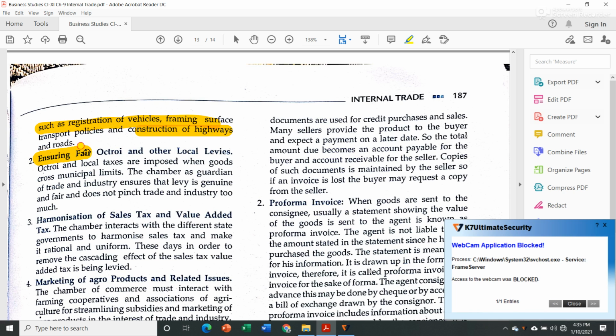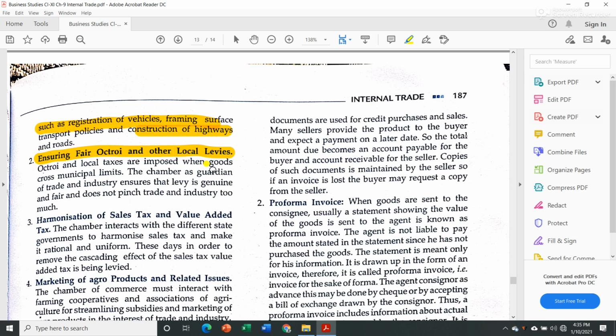Then next is ensuring fair octroi and other local levies. Means if you are running an interstate business, then there will be lots of octroi charges as well as local taxes from the municipality of the city. Then the chamber, as guardian of trade and industry, ensures that the levy is genuine and fair. They see whether anyone is taking false taxes on behalf of these municipal corporations.